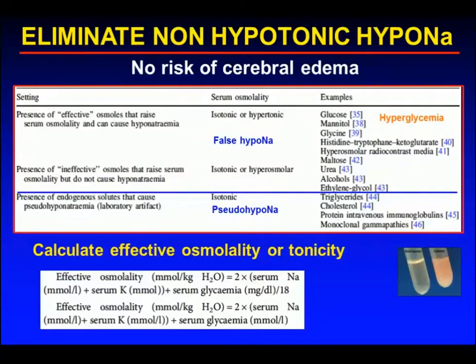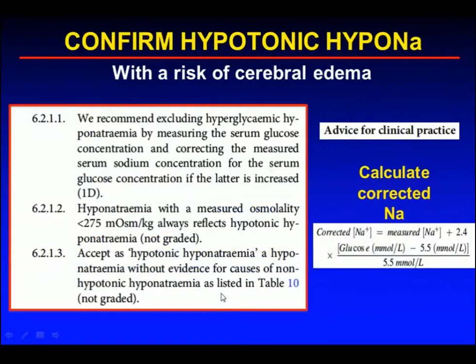But the best way, I think, to be sure of that is to calculate plasma tonicity, or effective osmolarity. And you can see that this is very easy, because you only need the measurement of serum natremia and glycemia. So we decided to confirm first hypotonic hyponatremia and say that these are real situations with a risk of cerebral edema. And we say that the first step is to exclude hyperglycemic hyponatremia, and you have to measure, of course, glycemia if you have hyponatremia.